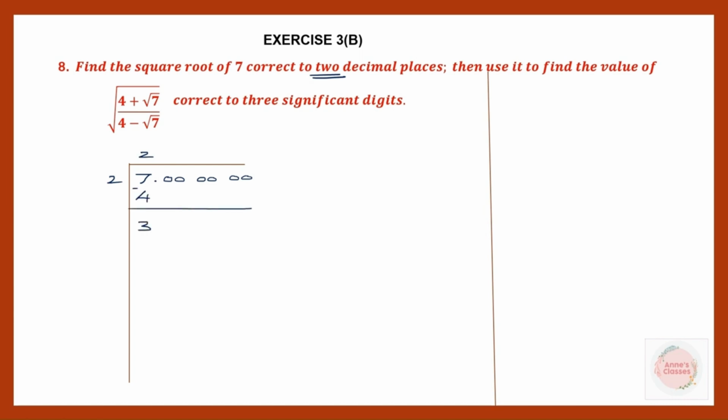7 minus 4 is 3. We have a decimal point which we carry up. We put it up there and we bring down the first pair of zeros. So now our number is 300. We are going to write the double of this quotient, which is 2. So that is going to be 4. Now next to 4 we have to get a digit so that we multiply and get a number close to this. So let's think of a digit here.